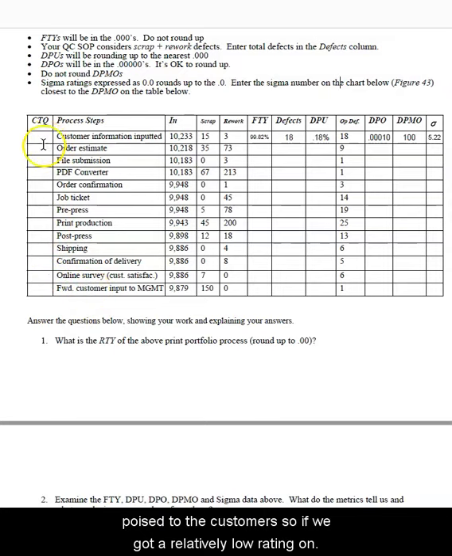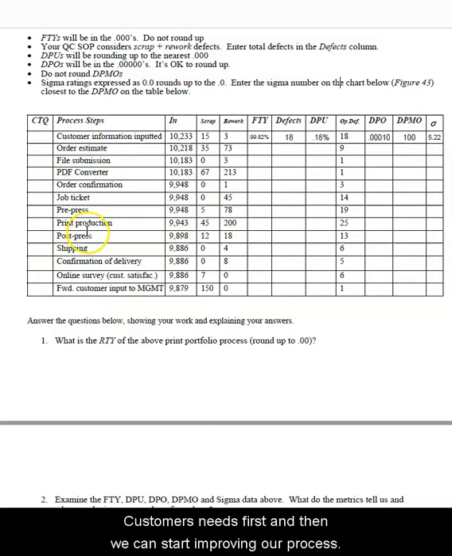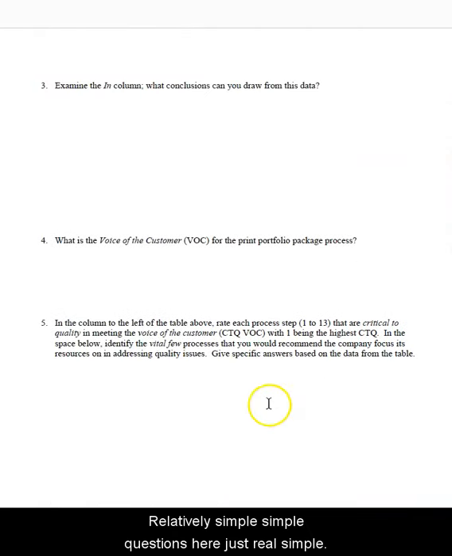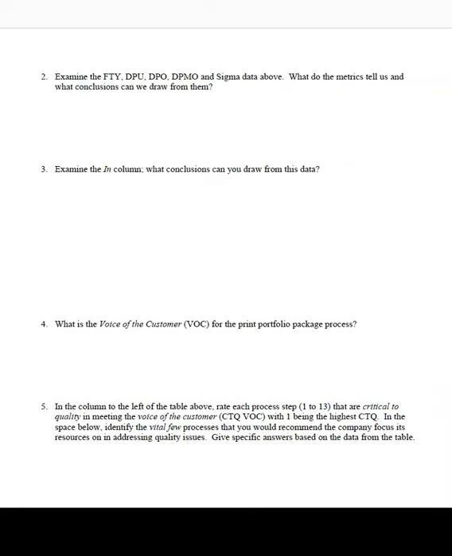So if we got a relatively low rating on sigma levels in these voice of the customer areas, those are the areas we would want to prioritize. We definitely want to make sure we're addressing the customer's needs first, and then we can start improving our process. Relatively simple questions here, just real simple, brief answers.